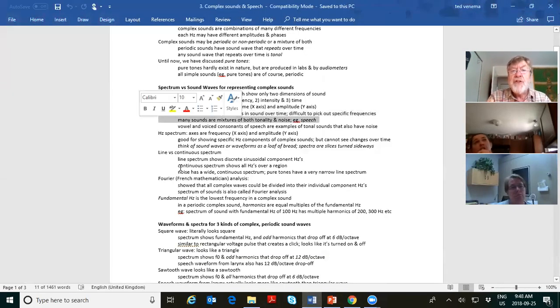Many sounds are mixtures of both tonality and noise. For example, speech. Vowels and voiced consonants of speech are examples of tonal sounds that also have noise. Circle those two words, vowels and voiced consonants. We'll take a little bit of speech language pathology here. This is what speech therapists study, because they study the nature of speech.